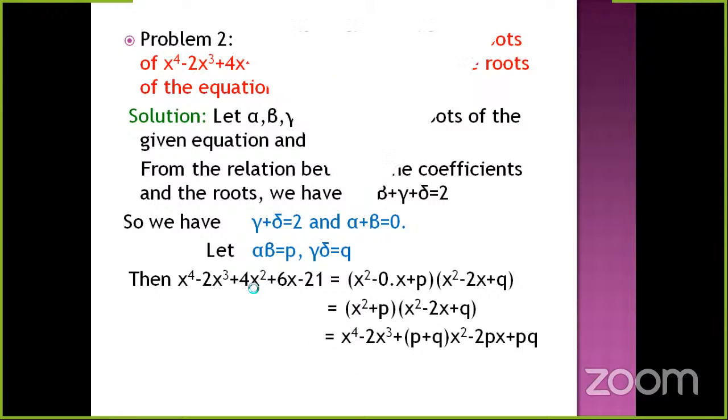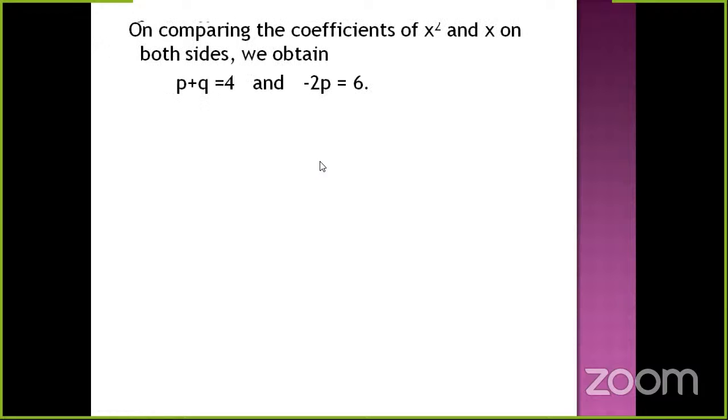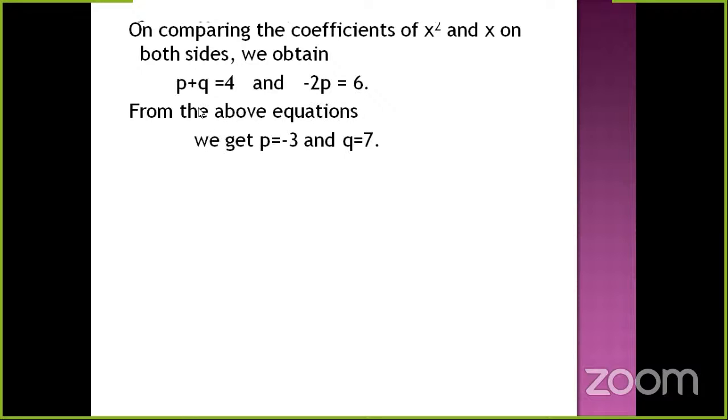So comparing the coefficients, I will get 4 is equal to p plus q and minus 2p is equal to 6. So from the above equation, what is the value of p here? P is equal to 6 by minus 2, that is minus 3. And by substituting this minus 3 in this equation, I will get q is equal to 7. So I got 2 of the roots, that is the p and q values.